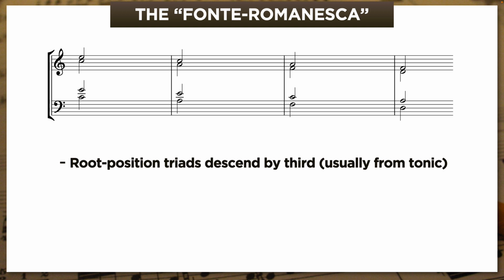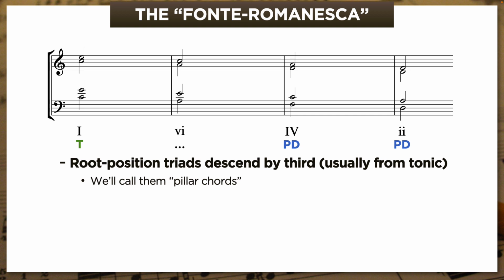that descend by third, usually from tonic. So here we are in C major, and our root position downbeats are 1, 6, 4, and 2. We'll call these our pillar chords, and what happens in between them is what defines the Fonte Romanesca. We'll tend to see two things.